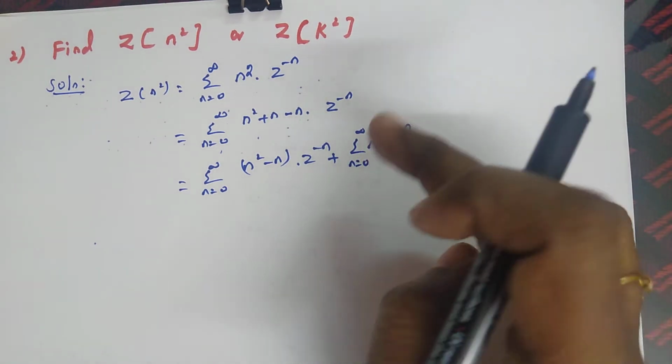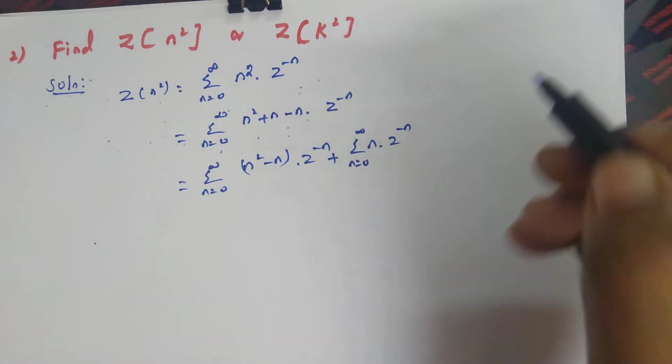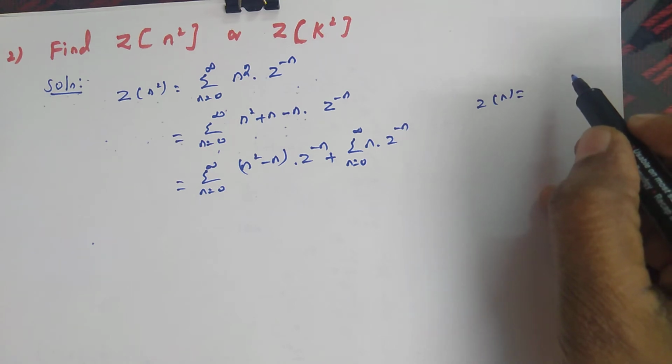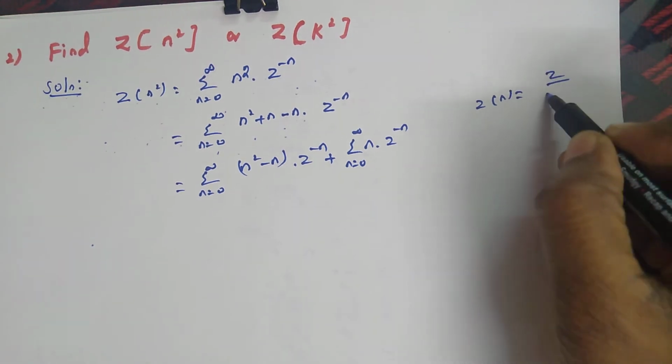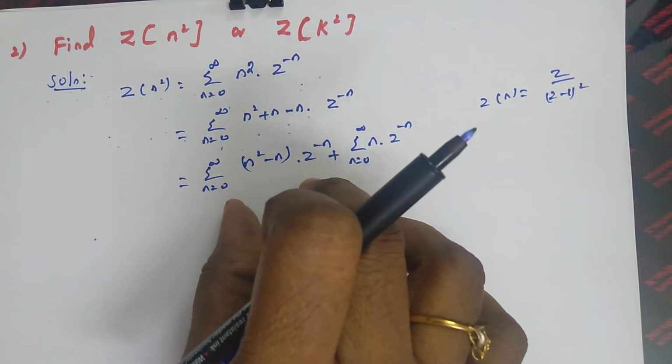This is nothing but the previous problem, the z transform of n. That result is, Z of n is equal to what? Just now we have completed: Z of n is equal to z by z minus 1 the whole square. So that result we can apply here. So only our concentration is on the first term.